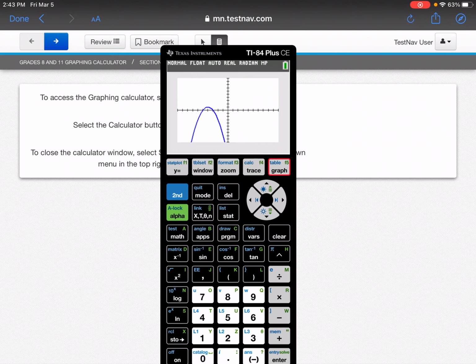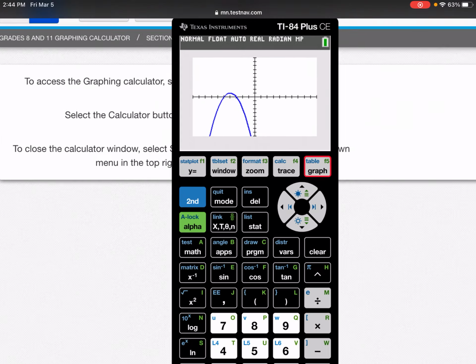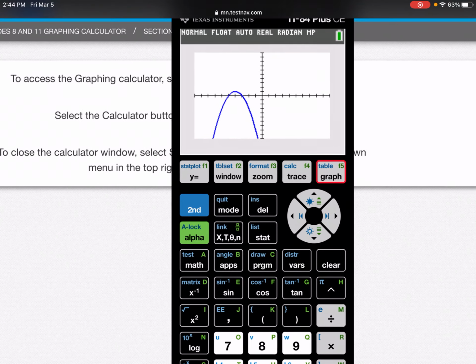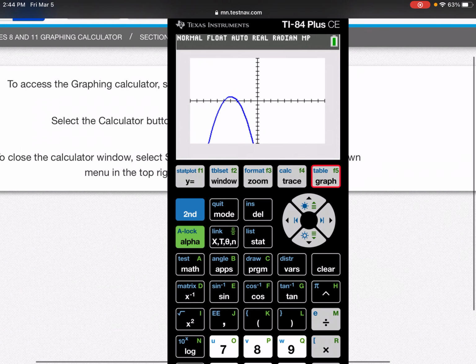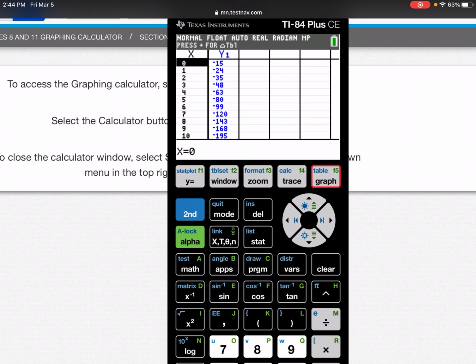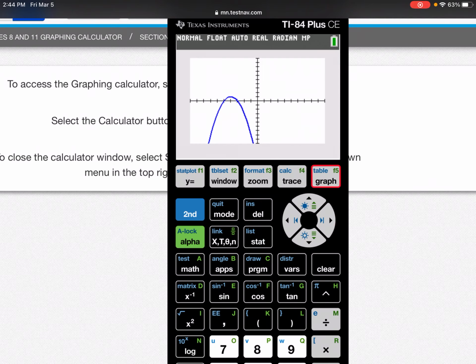Okay, graph. And it looks kind of like this, right? So it looks like -3 and -5. Okay, if you want to check it right away, go to your table. So second graph, -3. So now I'm going to have to scroll up using the up and down arrow keys right here. -5 and -3. Notice they're both 0. Okay, so it is -3 and -5. I can confirm that.